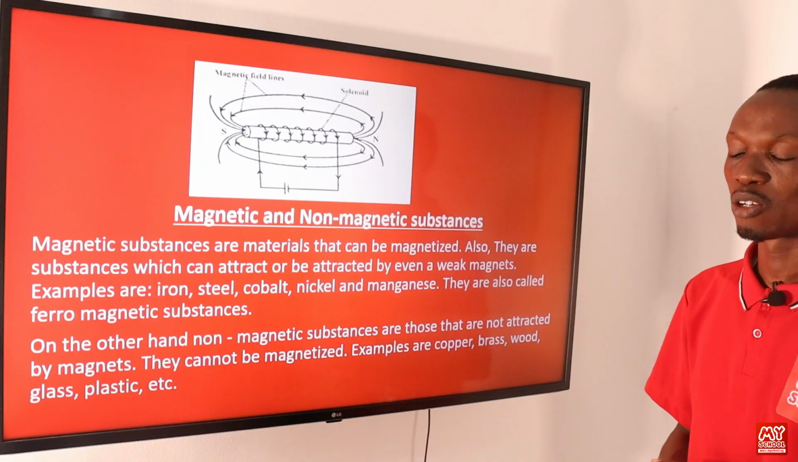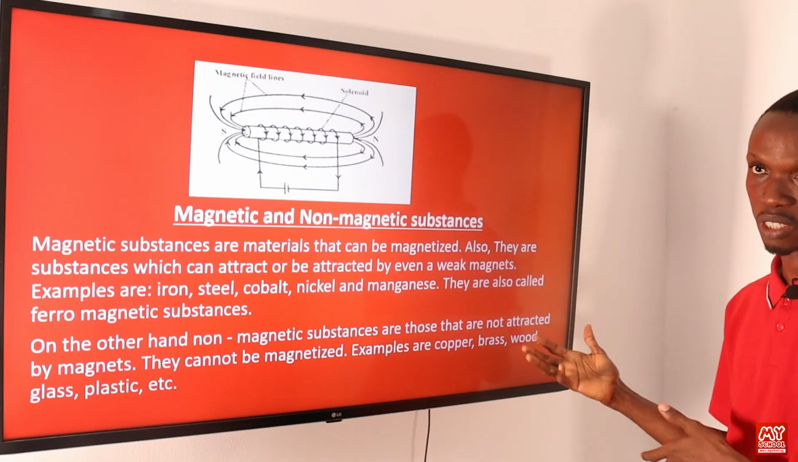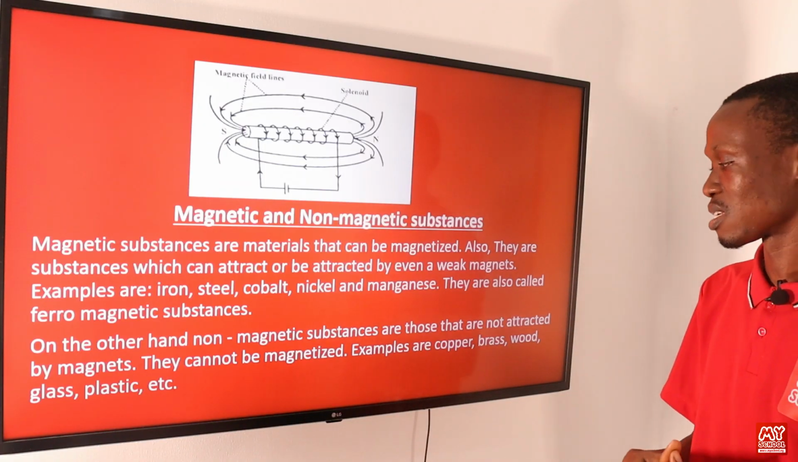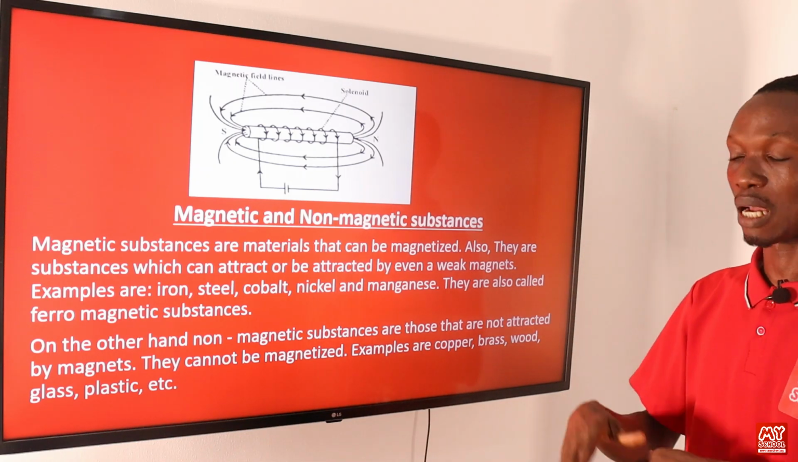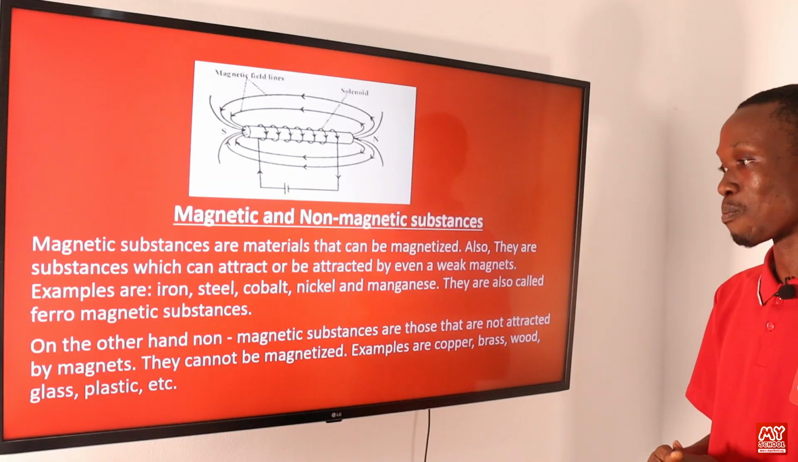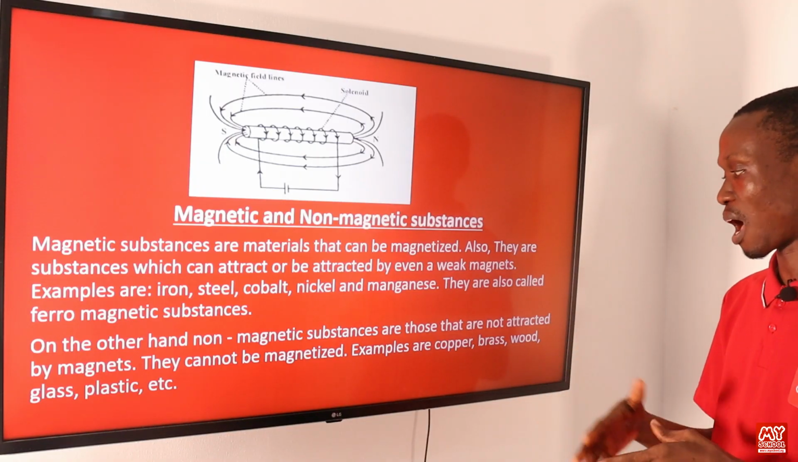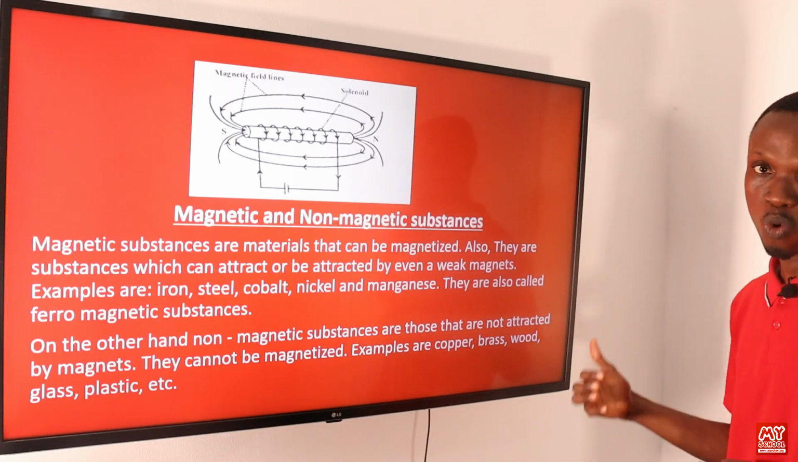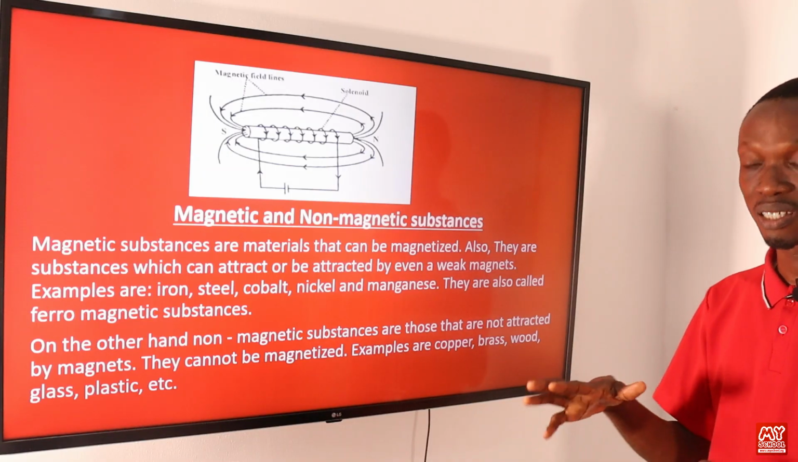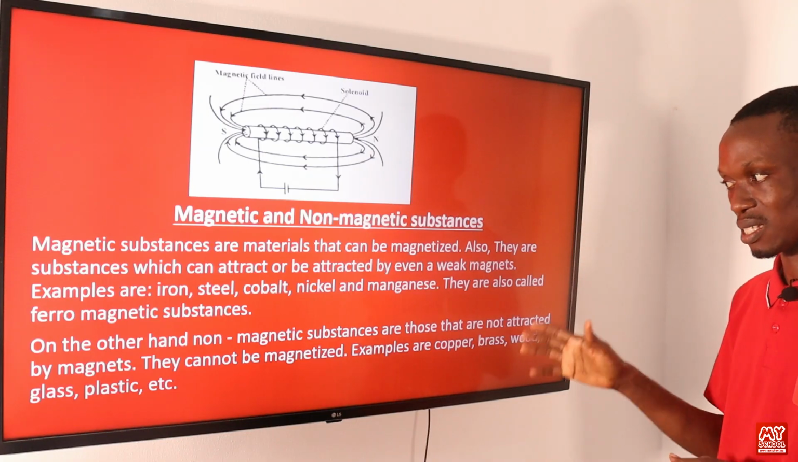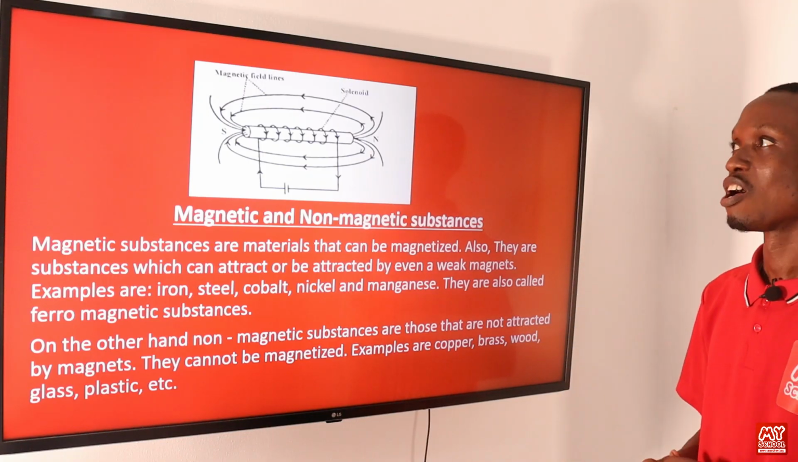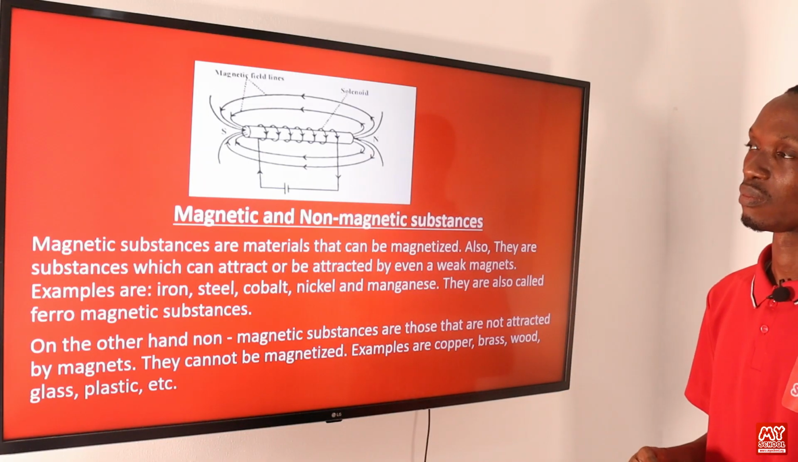On the other hand, we have non-magnetic substances. Non-magnetic substances are those substances that are not attracted by a magnet. They cannot be magnetized. Examples of such substances are copper, brass, wood, glass, plastic, etc. So these substances cannot be magnetized. They cannot be turned into magnets. So let's move to the next slide.